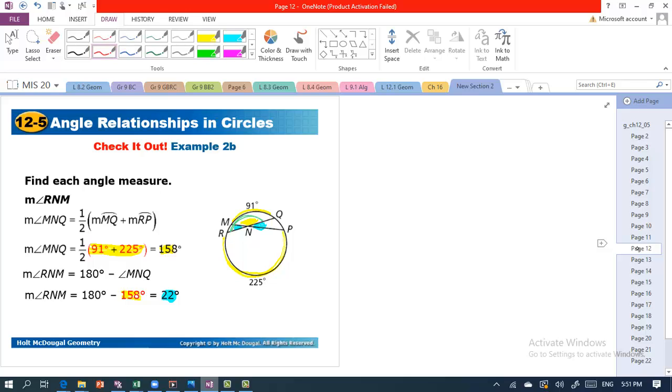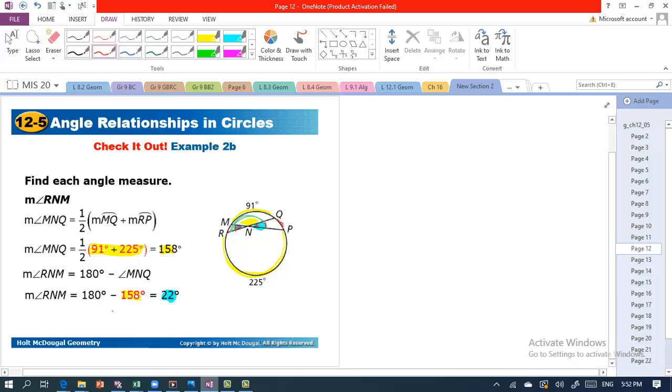Here again, find each angle. Now they start to extend the requirement. Find each angle measure, R and M. You can see that R and M is a small bluish angle. I made it here. It's not given. These two angles, the red one now, the intercepted arcs aren't given, but the other two arcs are given. So we're going to find first the other supplementary angles, and then we can subtract from 180, as you can see in the last step here.